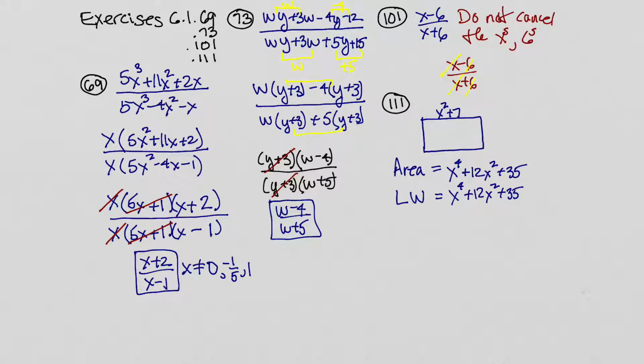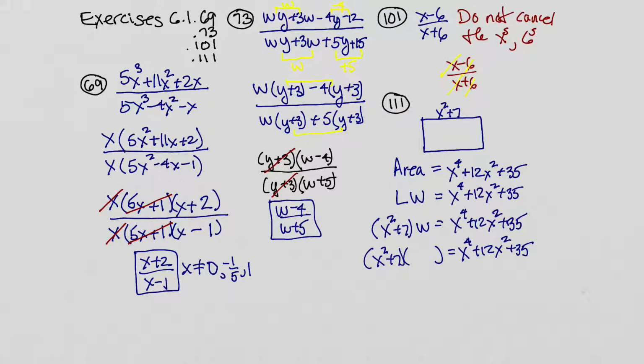In this case, we're given the length. The length is x squared plus 7. So we know we've got this x squared plus 7 times the width, and that's equal to x to the 4th plus 12x squared plus 35. And now it looks like we've got this trinomial here partially factored. So let's get this w by completing the factored form here. We'll get x squared plus 7 times what is going to give us x to the 4th plus 12x squared plus 35.